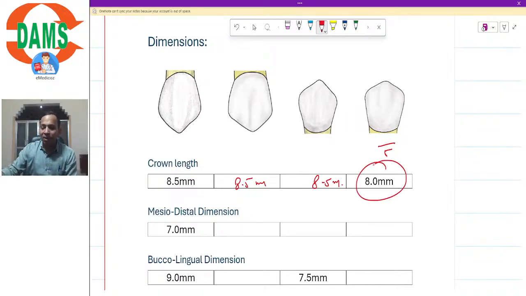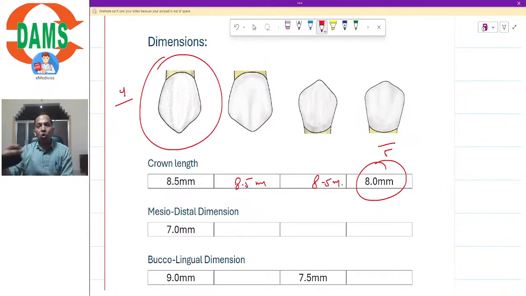And how much is it? It is 8 millimeters. And fractionally, the maxillary first premolar is longer as compared to the others. So the longest crown amongst the premolars would be that of maxillary first, and the smallest would be that of mandibular second, right? Then the mesiodistal dimension.